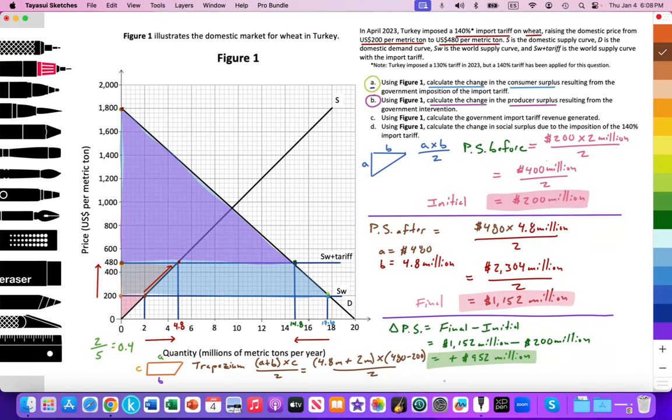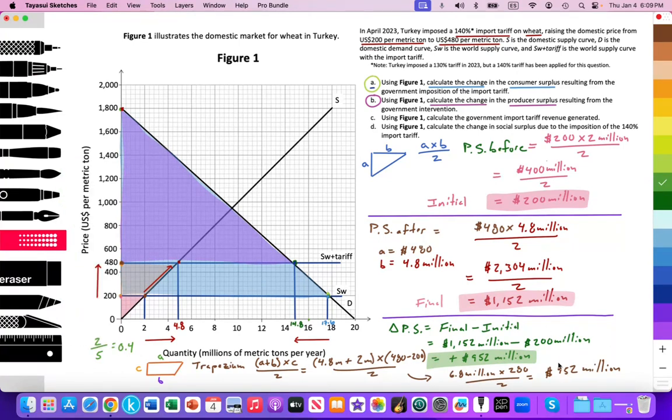I'm running out of space. I'm trying to squeeze this in. Let's continue the formula over here. 4.8 million plus 2 is 6.8 million. 6.8 million times 480 minus 200 is 280. It's going to be dollars divided by 2. And if you calculate that, that's going to work out to, guess what? $952 million. All right, so there is another and perhaps faster way to calculate the change in the producer's surplus.